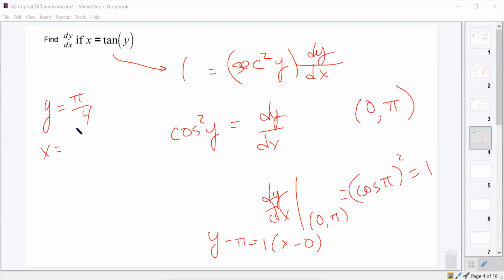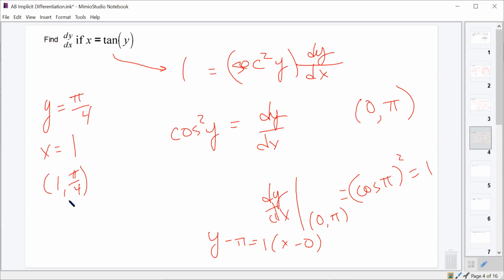Square root 2 over 2. Tangent of pi over 4 should be what? Not 2 over 2, that's sine or cosine of pi over 4. Oh yeah, wait, sorry, 1. Should be 1, right? So this is the point 1 comma pi over 4.